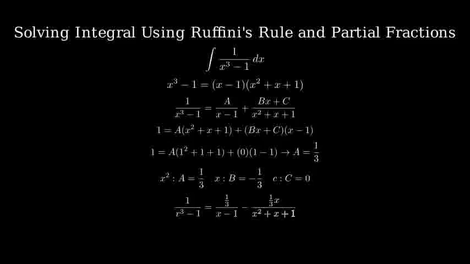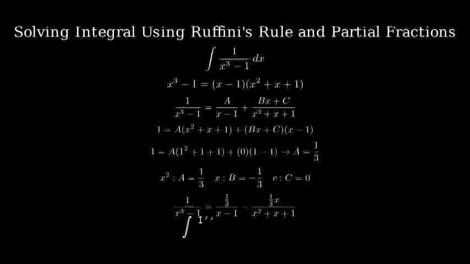Setting x equal to 1, we solve for a since the second term vanishes. Doing this, a equals 1/3. Next, compare coefficients for x squared, x, and constant terms, and find b equals minus 1/3 and c equals 0. We now substitute a, b, and c back into our partial fraction decomposition. We now integrate each term separately.